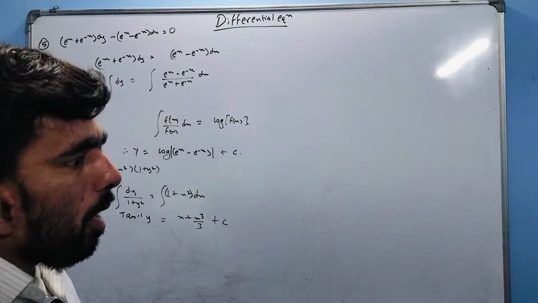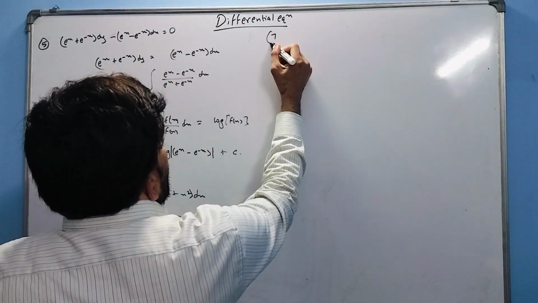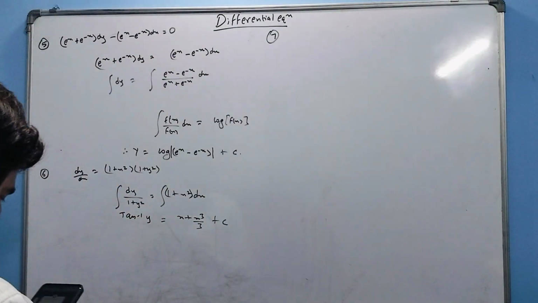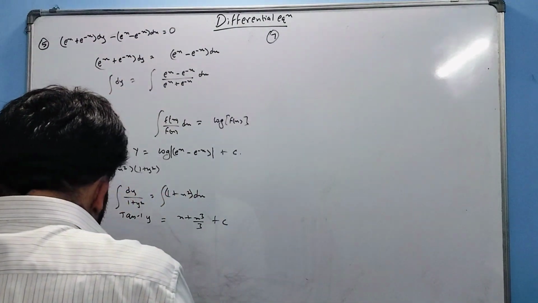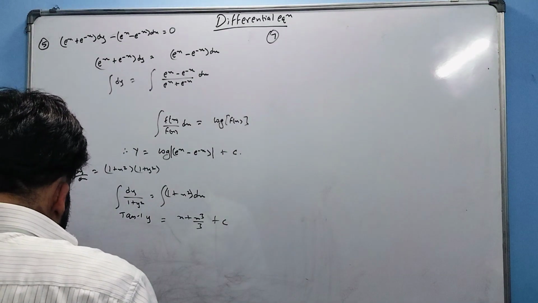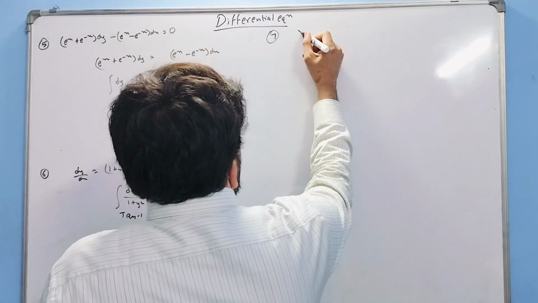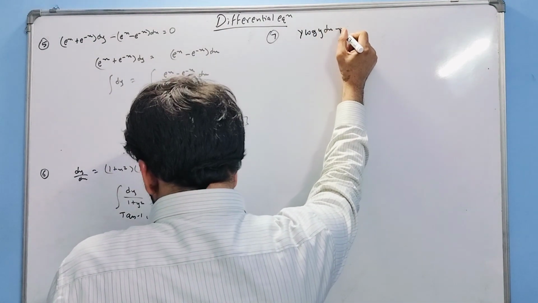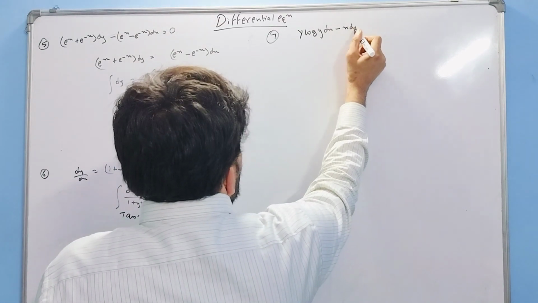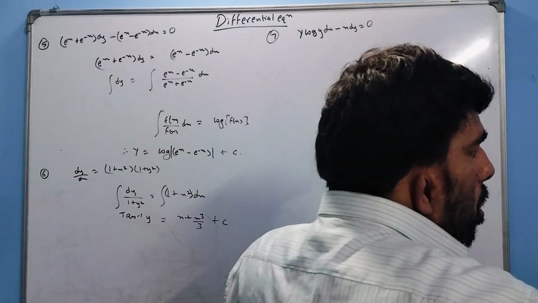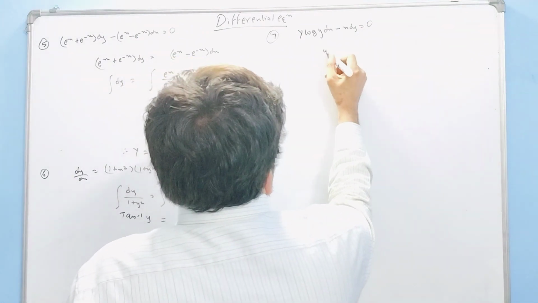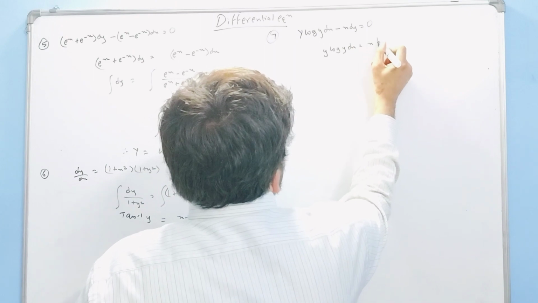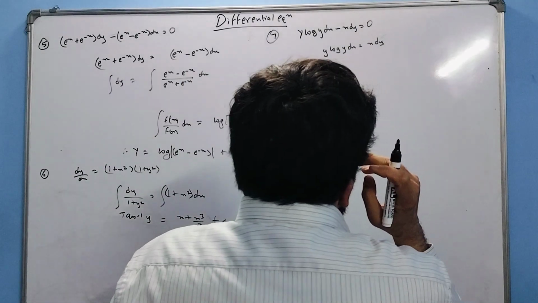Now let us try to solve the seventh numerical. We have just solved 6 numericals. Now we'll try to solve the seventh numerical we have, and the seventh numerical is y log y dx - x dy = 0. So now what we can do here is y log y dx = x dy.